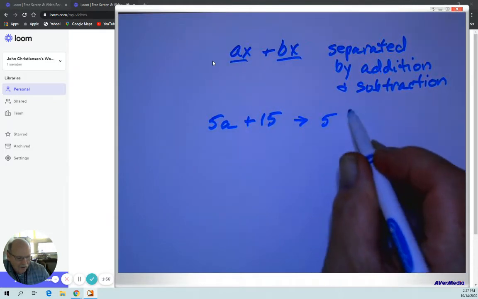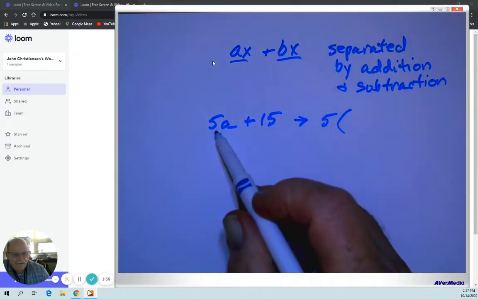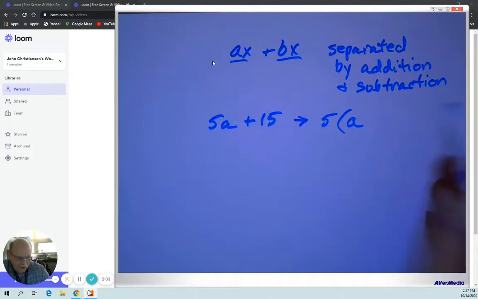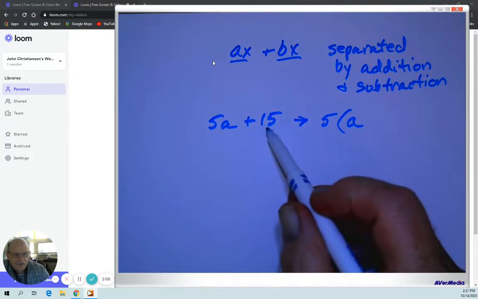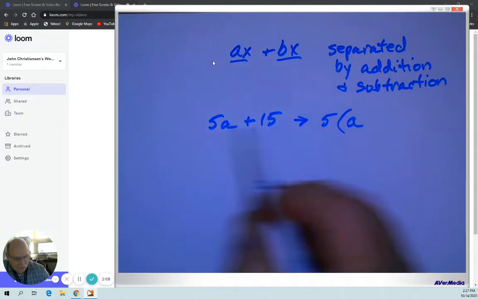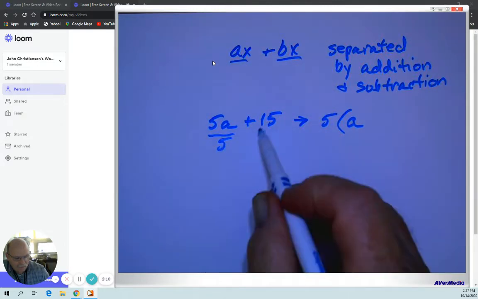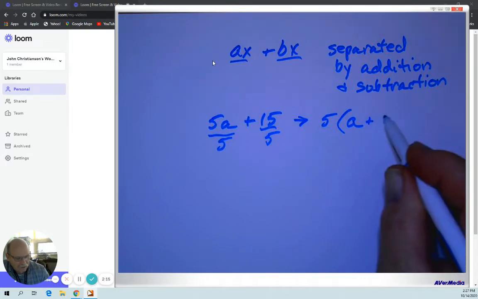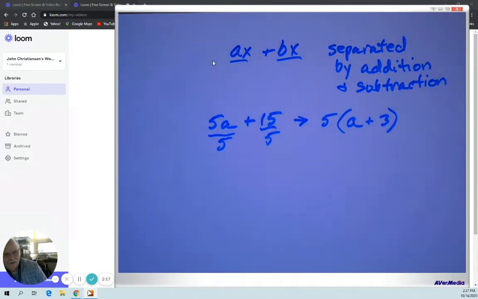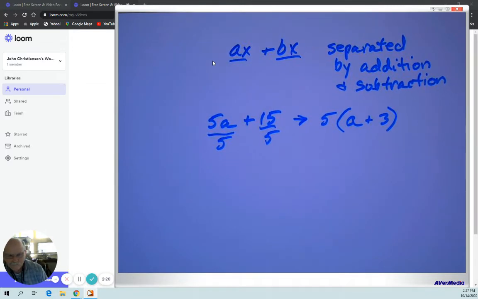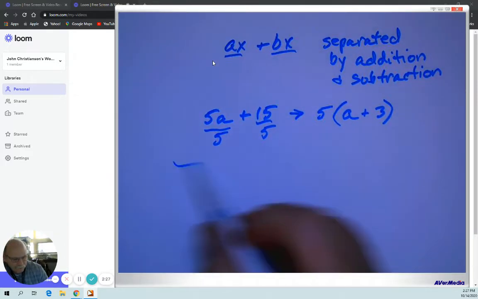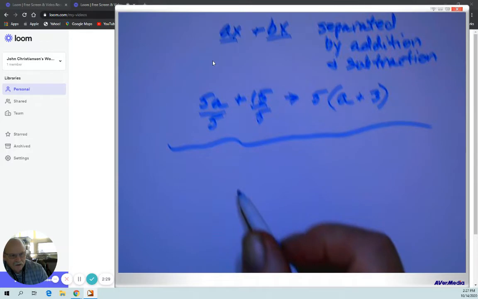5 factors out. And what do I get here when I divide 5a by 5? I get a, right? It's 1a. We don't write the 1. And when I divide 15 by 5, so remember, this is what I'm doing actually, I'm dividing by 5. When I divide 15 by 5, I get 3. And now I've factored that polynomial. Okay? Now, we would do all of these very similarly.